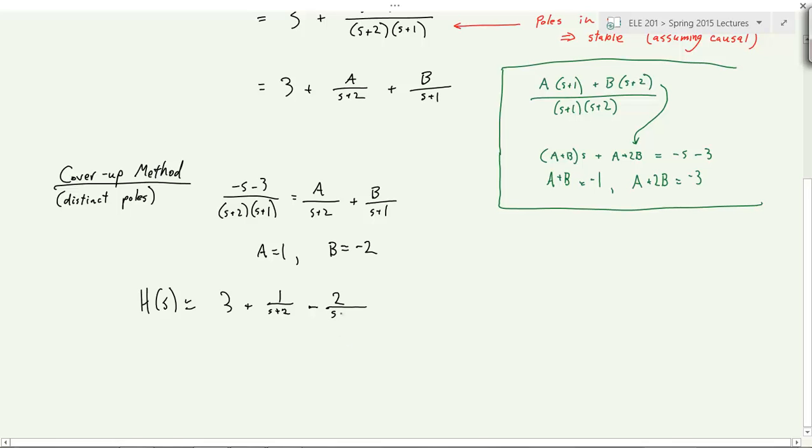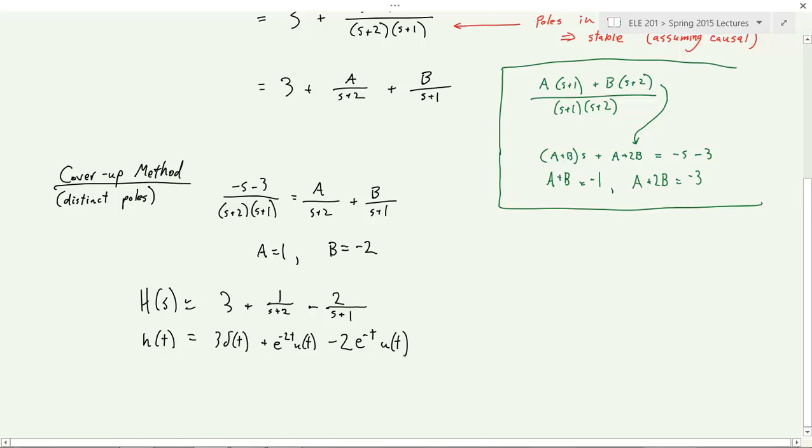And to complete the inverse, we just look in the table. I gave you a table last time, had very few important pairs to remember, and in particular, a constant just goes to a delta function, so it's 3 delta of t, and these terms just become e to the negative 2t u of t. And this next one, again, is e to the, we get the multiple of negative 2 out front by linearity, and then it's just e to the negative t u of t. So you just look at the table, and you get that. All right, so there's the impulse response.